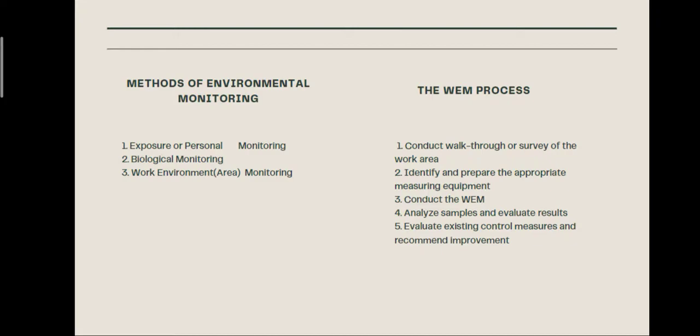So here's the WEM process. First, we must conduct a walkthrough survey of the area. Second, identify and prepare the appropriate measuring equipment. Third, conduct the WEM. Fourth, analyze samples and evaluate the results. Fifth, evaluate existing control measures and recommend improvement.